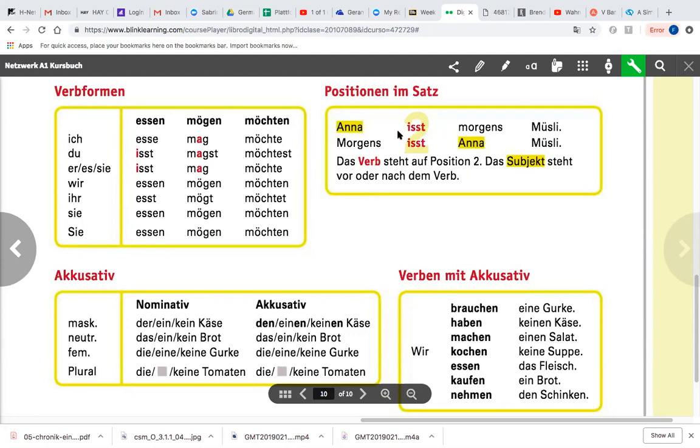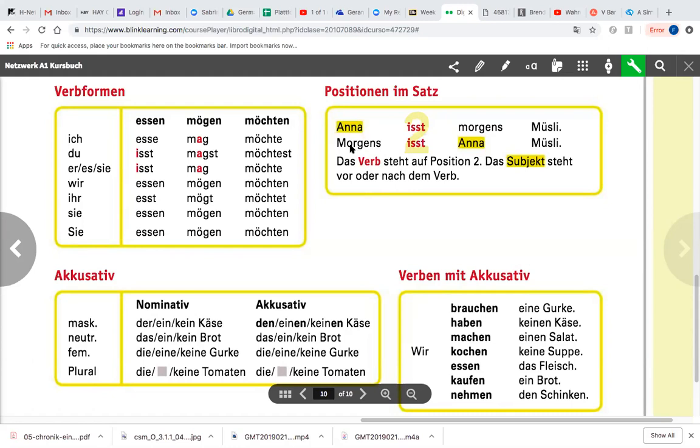The second thing we have right here to the right, Positionen im Satz. The lesson here is that the conjugated verb, Anna isst, is always in the second position in a main clause. You can have the subject at the beginning, like in the first example, Anna isst morgens Müsli, or you can have the morgens in the front, and then the subject moves to the third position.